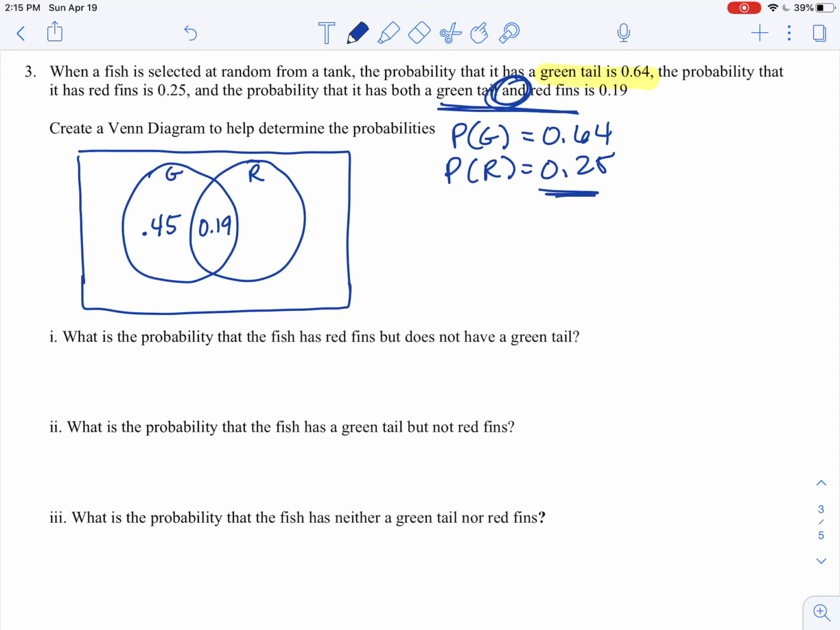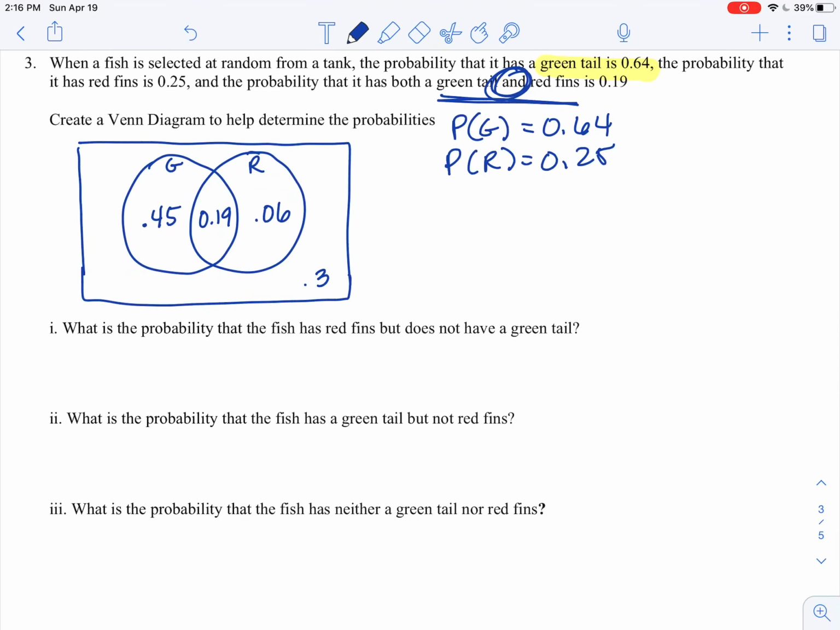If I knew that the red had to add up to 0.25, I can subtract 0.19 from it, and that gives me that the remaining space should be 0.06, so 6% of those fish have just red fins with no green tail. And then finally, I can add these three pieces together and subtract them from 1, and when I do that, that tells me that 30% of my fish have neither green tails nor red fins.